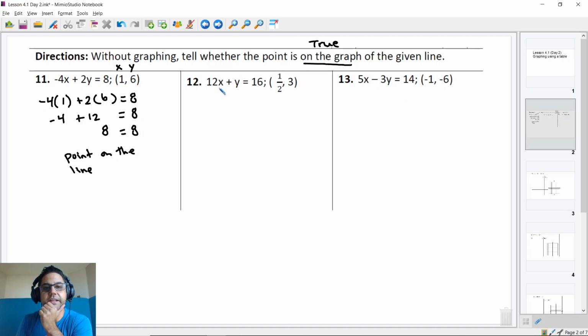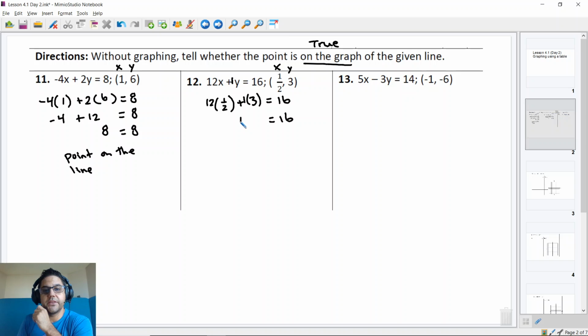All right, what about this one here? Remember, x and y. So we've got 12 multiplied by, well, x is half, and plus y, well, y is just y. Y is 3. And that's 16. If you wanted to, you could really say this is 1y. So that'd be 1 times 3.